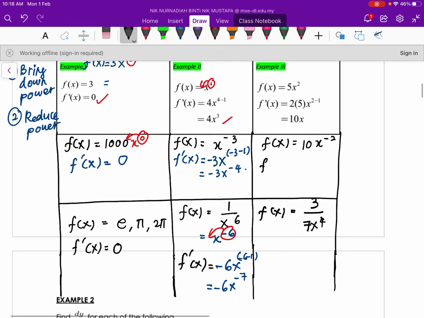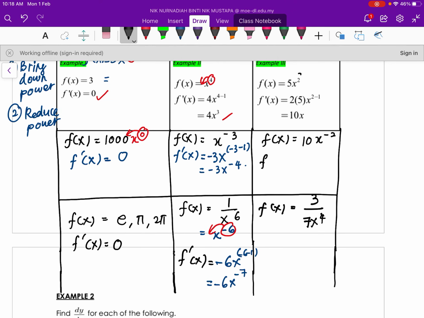So look at the example here, example 3. Bring down power, 2 multiplied by 5, x to the power of 2 minus 1, because after we bring down the power, we need to reduce the power. So it will become 10x.